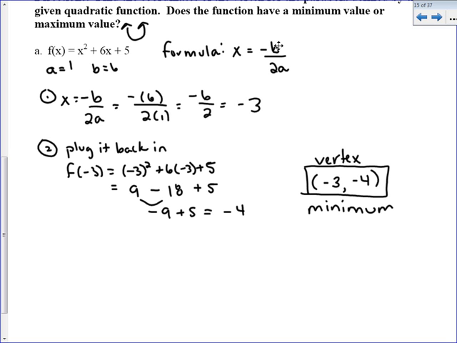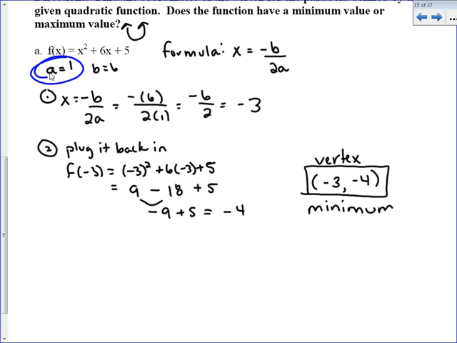Is that because the A is 1 and that's positive? Yes. That comes right from here. It has nothing to do with the actual point. So you can actually answer that question before you even start. It has nothing to do with the coordinates here. It has everything to do with the value of A.